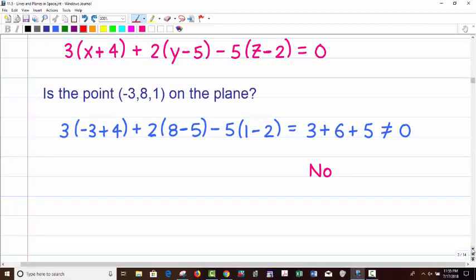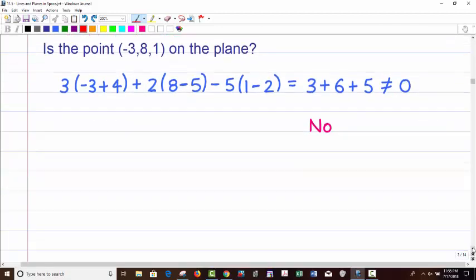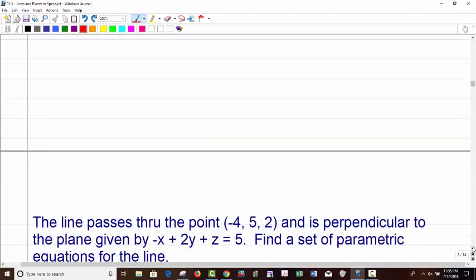And we'll be looking at later, if we have an equation of a plane, can we come up with a point on the plane? So we'll talk about that, but that's pretty easy.